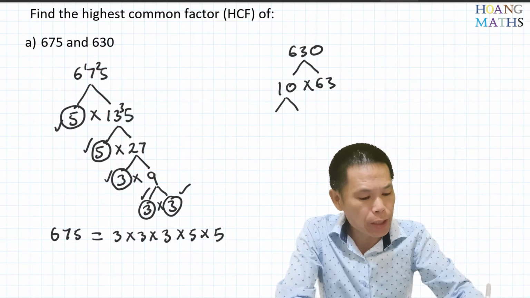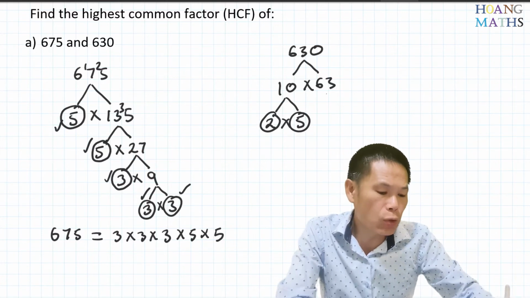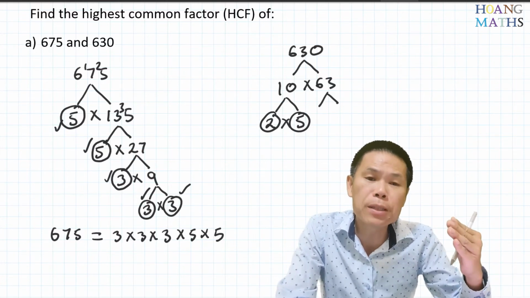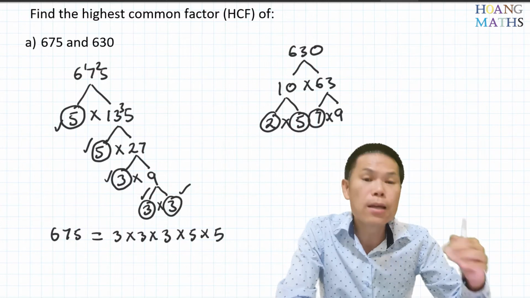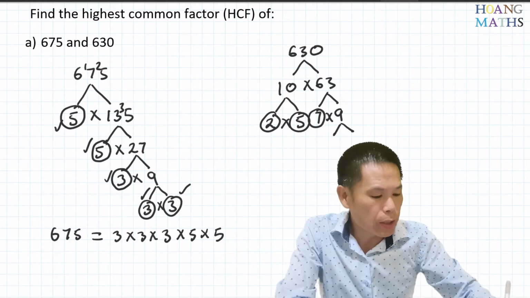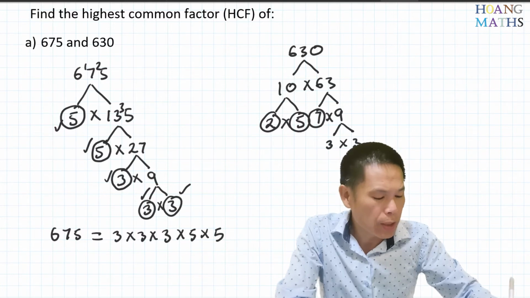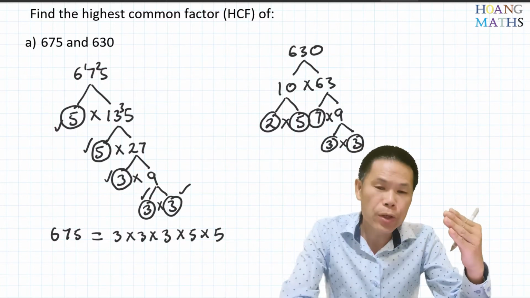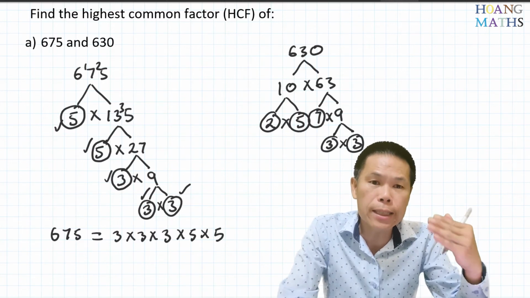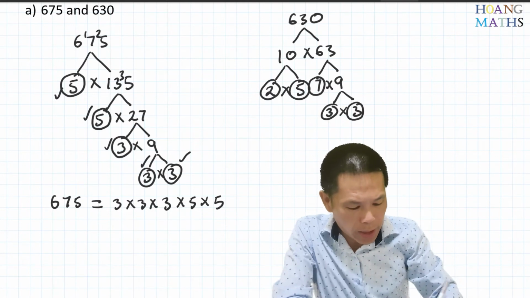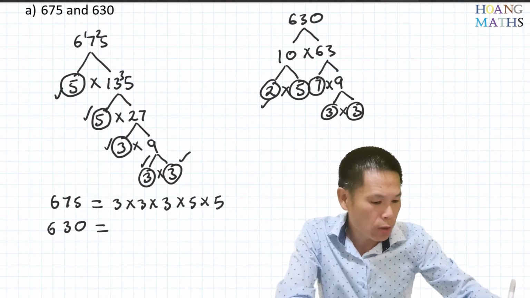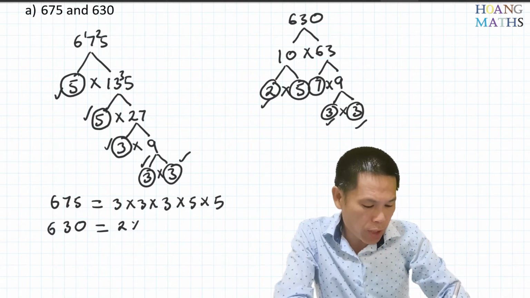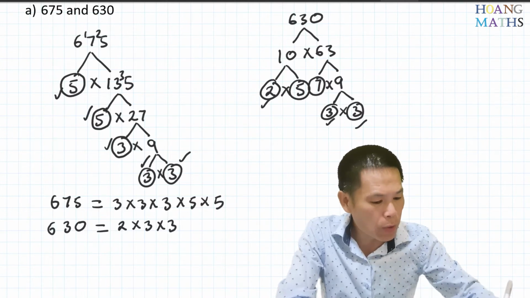And 10 is 2 times 5. So these two numbers are prime. And 63, we know that is 9 times 7. Or 7 times 9. So I write 7 here and 9. And 7 is a prime number. So now 9 is 3 times 3. And of course, this is a prime number. So now we just need to write 630 as a product of primes. So 630 is equal to 2 times 3 times 3. And we have 5 and 7.